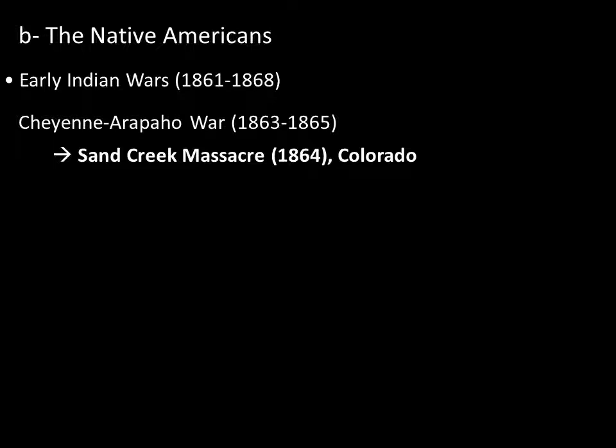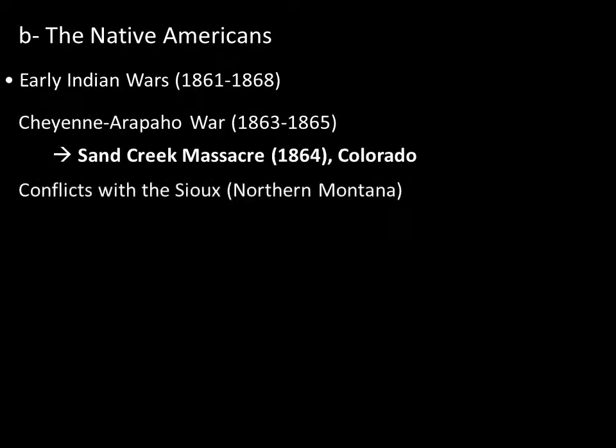Now, there was a series of conflicts in the north with the Sioux tribe, more specifically in northern Montana and Dakota. Okay, that's where the Sioux tribe was living. And this conflict with the Sioux lasted until 1865, when the United States Congress decided to establish an Indian Peace Commission. That's in 1867, to put an end to the wars with the Sioux tribe.